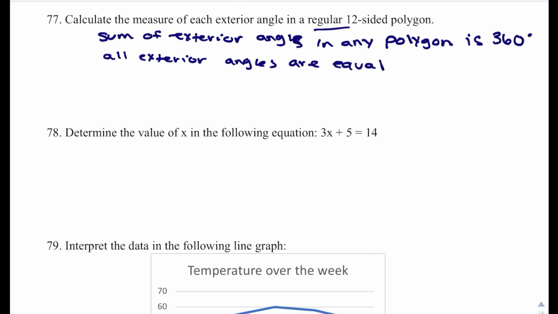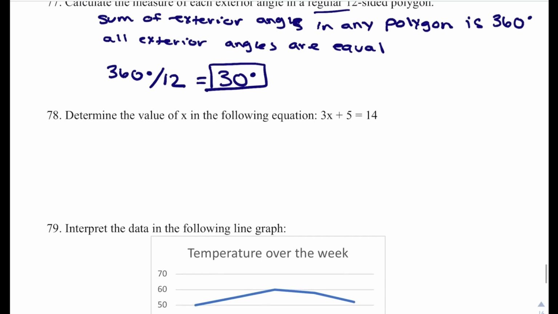So each exterior angle is going to equal that 360 degrees divided by the 12 sides. So 30 degrees is our answer.